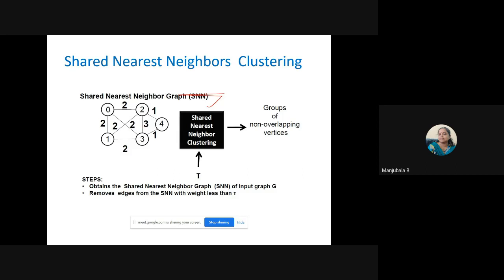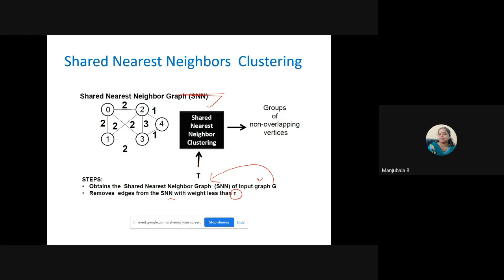You have to obtain the shared nearest neighbor graph of the input graph G. So you have to convert your graph G into an SNN graph, shared nearest neighbor graph. Then you have to remove edges from the SNN graph with weight less than t. As I told, t is a user-specified value. So the edges having less than t value, you remove those edges and you will get t number of clusters here.